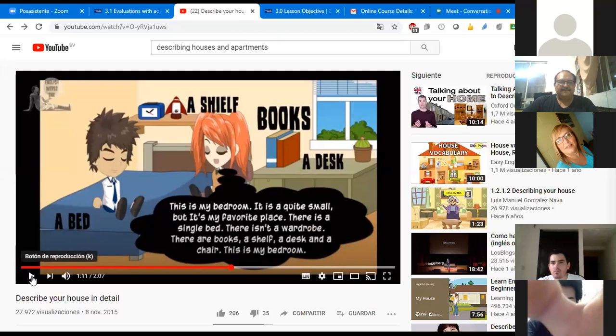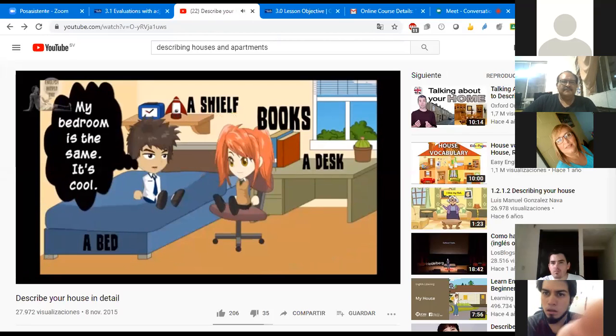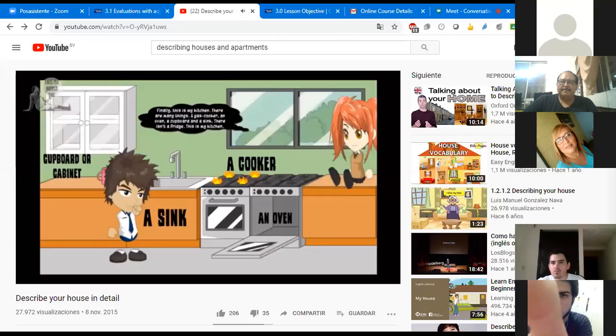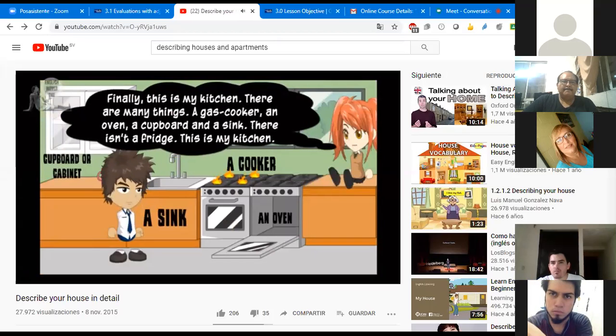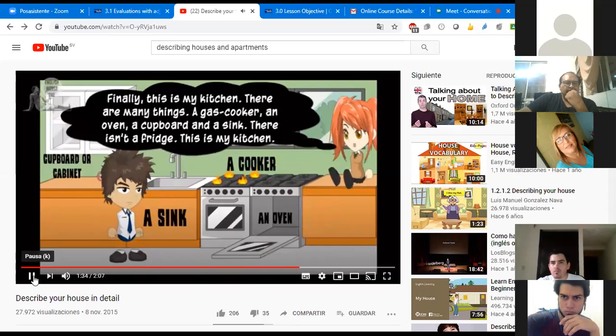Okay? Good. Full bed. There isn't a wardrobe. There are books, a shelf, a desk, and a chair. This is my bedroom. My bedroom is the same. It's cool. Finally, this is my kitchen. There are many things. A gas cooker, an oven, a cupboard, and a sink. There isn't a fridge. This is my kitchen. It's crazy. Yep. This is my kitchen.